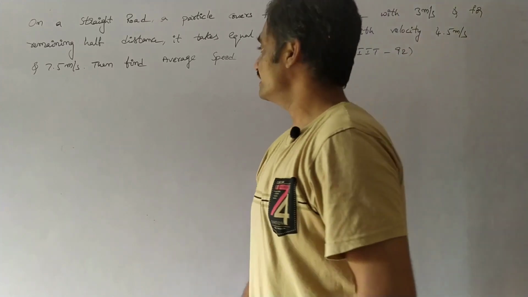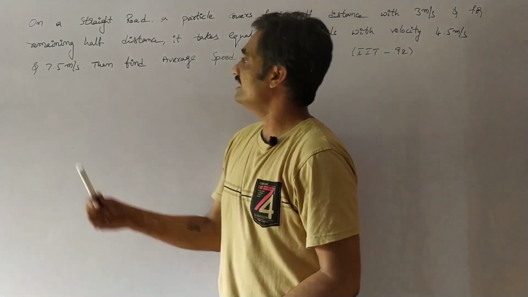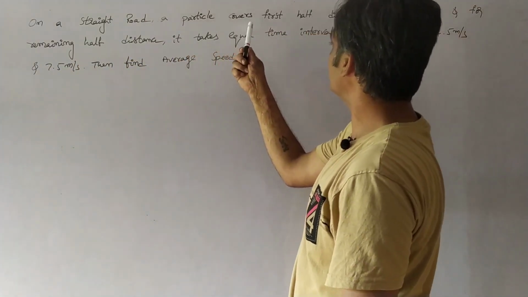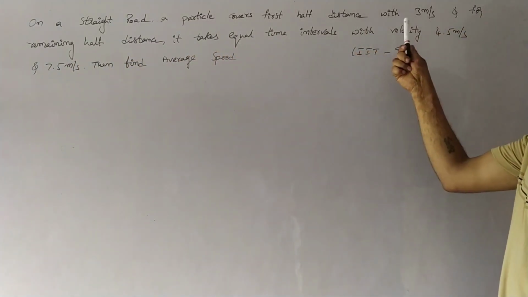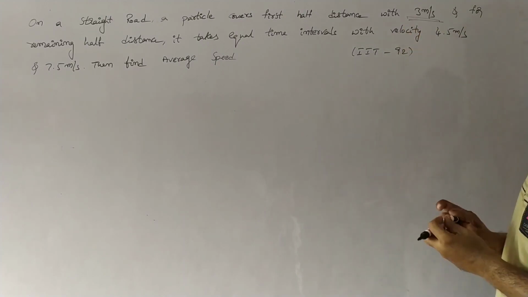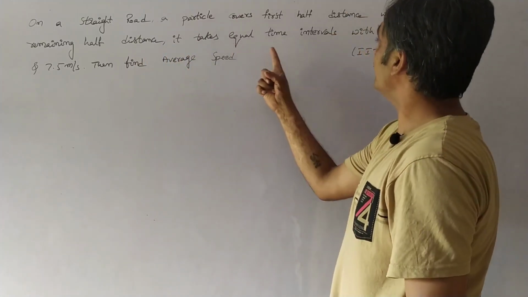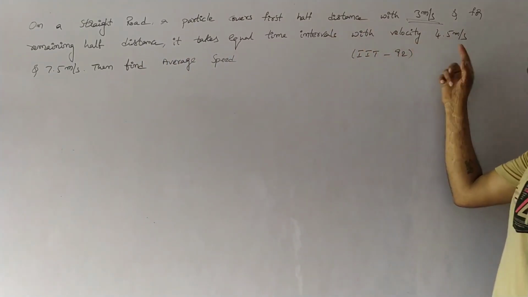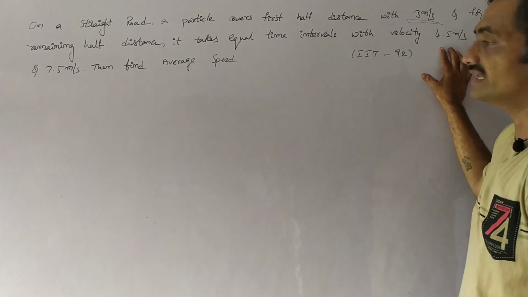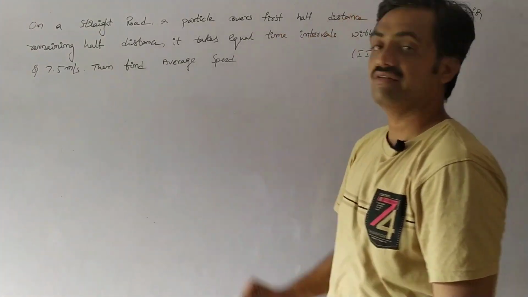The next problem was asked in IIT 92. Here also, on a straight road, a particle covers the first half distance with a speed of 3 meter per second, and for the remaining half distance, it takes equal time intervals with velocity 4.5 meter per second and 7.5 meter per second. Now we have to find the average speed.